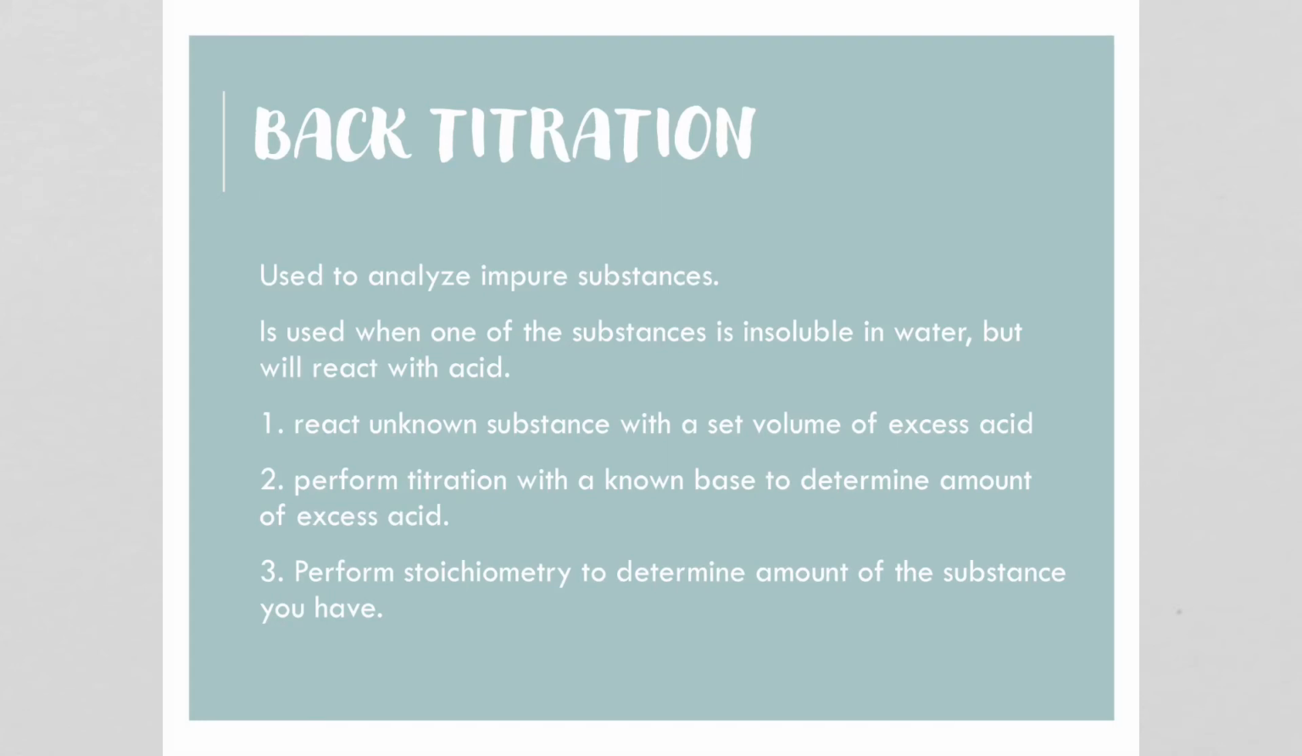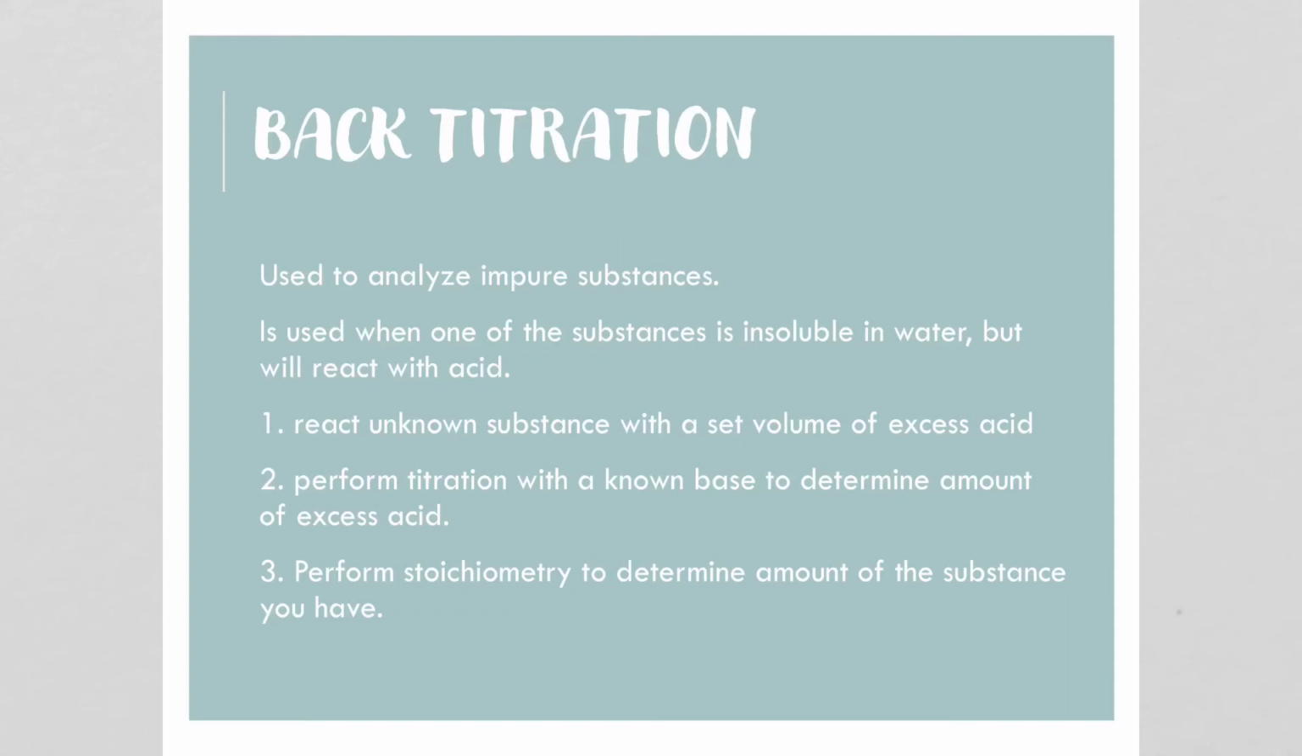So now we're going to learn about back titration. And back titration is used to analyze impure substances, and it's used when one of the substances is insoluble in water but will react with an acid. So sometimes one of the things you're reacting is a component of a larger substance.